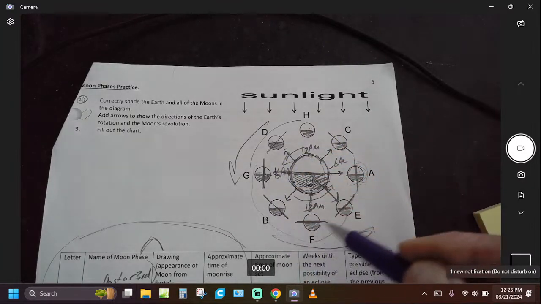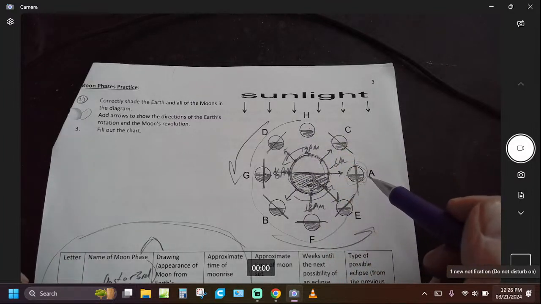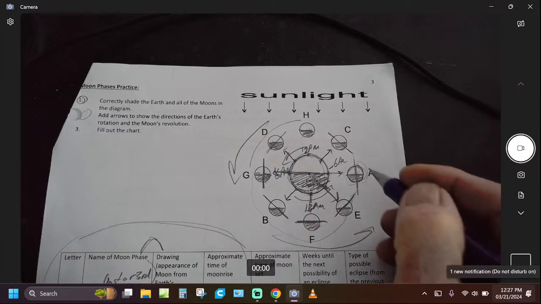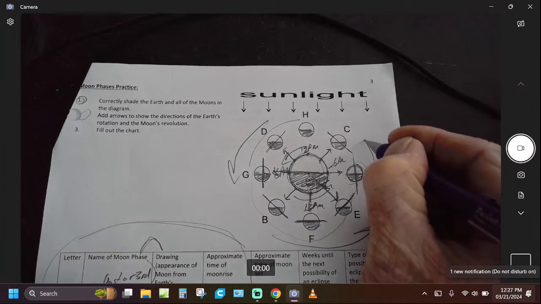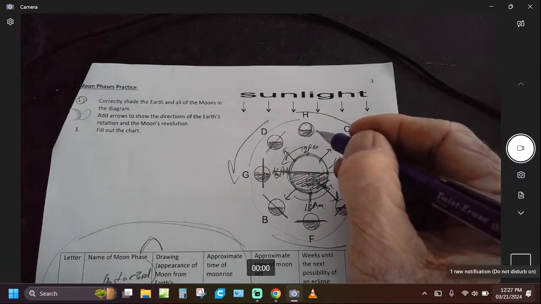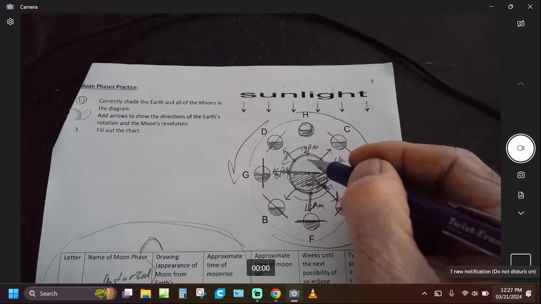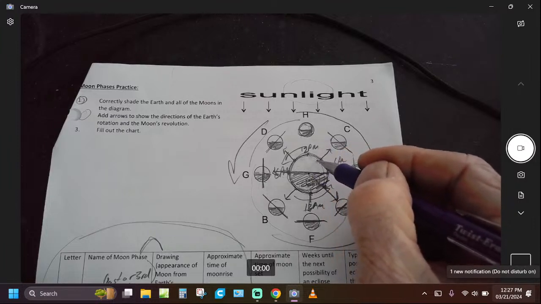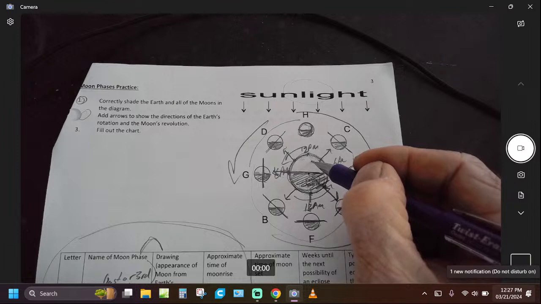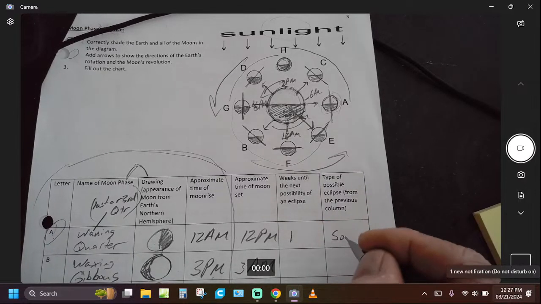In order to answer this question, you're going to have to know which of these moons can give you an eclipse and what kind of eclipse it could be. So I'm going to start from A. Somebody tell me when I get to the eclipse. Right here. Okay, so when it goes from A to H, we're going to have an eclipse. If the moon is here and the sun's over here and we're here, is it going to be the kind of eclipse where we're in the dark or the moon is in the dark? We're in the dark. And what kind of eclipse is that? Solar. So the answer for A is 1 week, and it's going to be a solar eclipse.